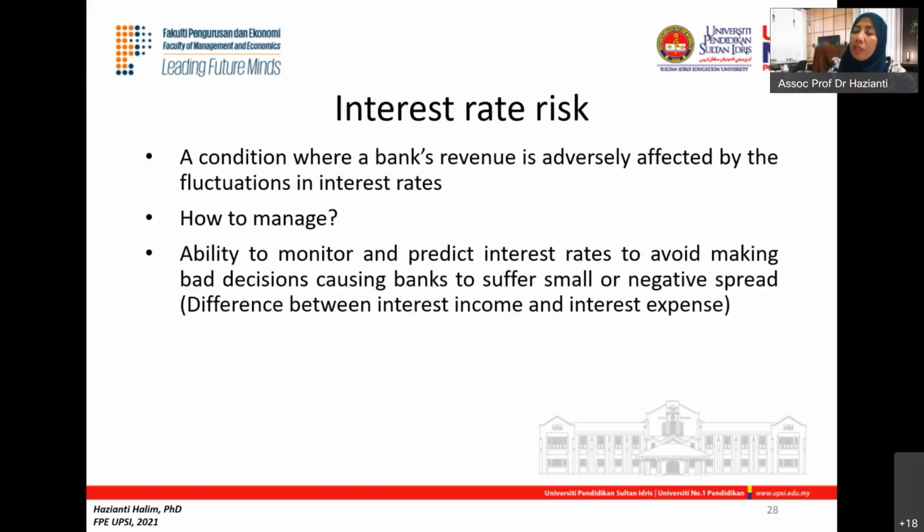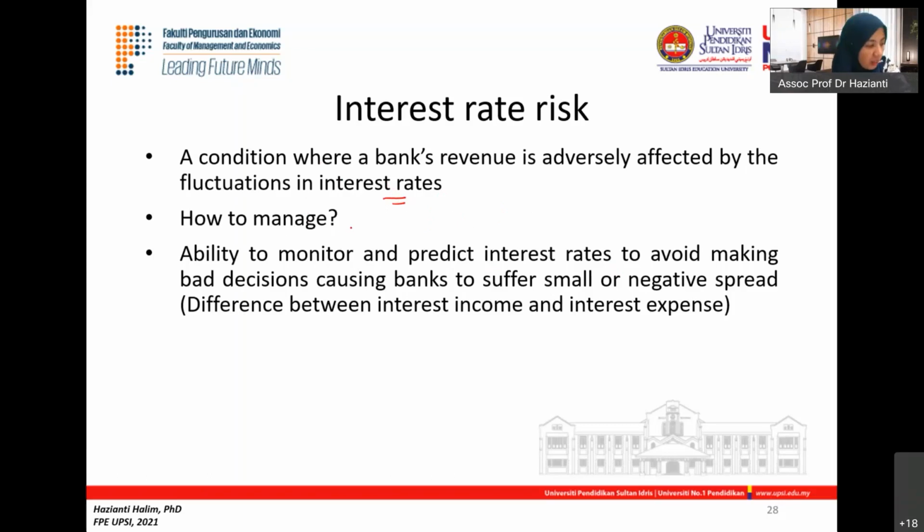That is liquidity risk. So we have looked at credit risk, we have looked at liquidity risk. We can look at interest rate risk too. Interest rate risk is the same as the point from last week. It is a condition where a bank's revenue is adversely affected by fluctuations in interest rates. So its revenue cannot cover the interest rate or its interest expense.